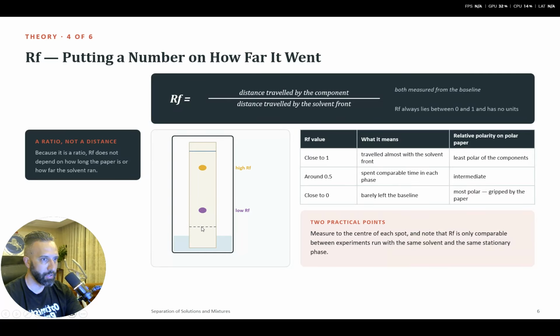So it's basically the distance traveled by that specific component of our solution. Our solution is the color that we put here, right? So it's the distance traveled by the component divided by the distance traveled by the solvent front, which is basically here. You just pull the paper out once it gets here. If this number is close to 1, that means the closer the number is to 1, the more that specific component is attracted by the mobile phase, and the less it is attracted by the stationary phase.